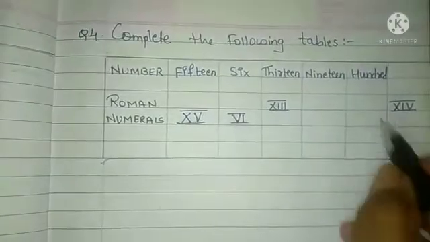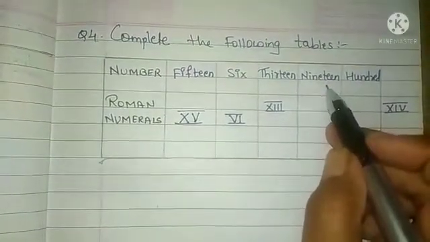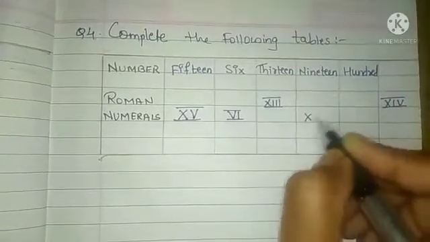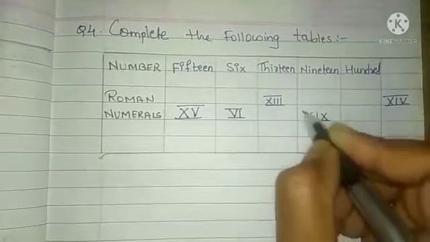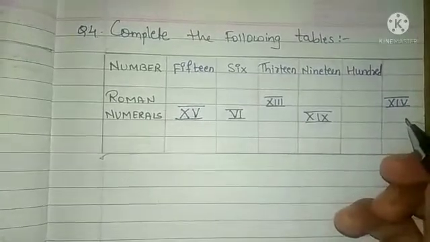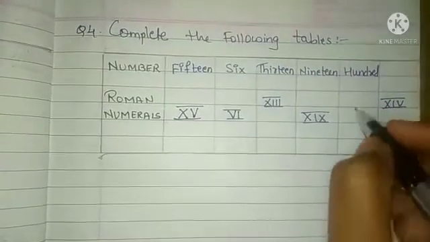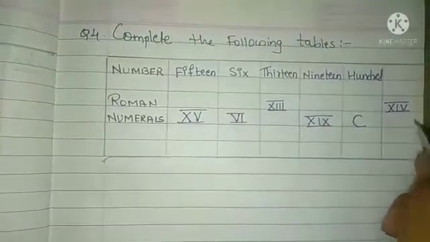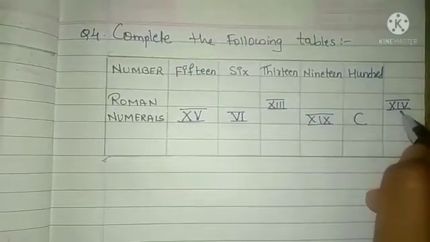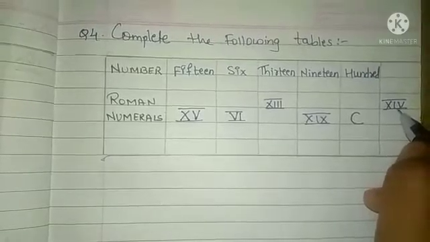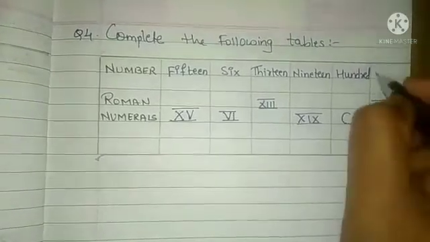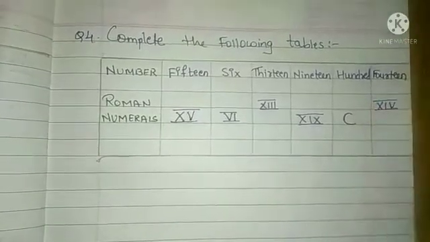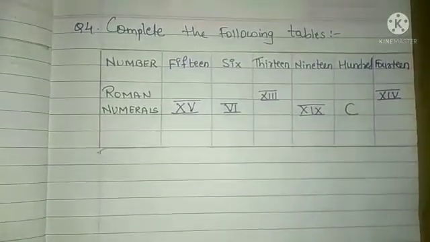Understood everyone? Now 19. So how will you write down in the Roman numerals 19? 10 and 9. So 19. Clear? 100. Now what is the symbol for 100? That is C. Understood? And this is what? The last one, 10 and 4. So 10 plus 4 is 14. So here you have to write down 14. Understood how you will do this?